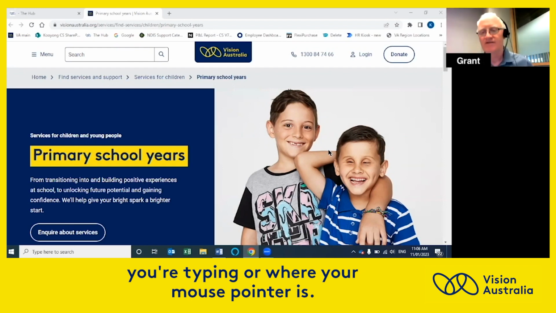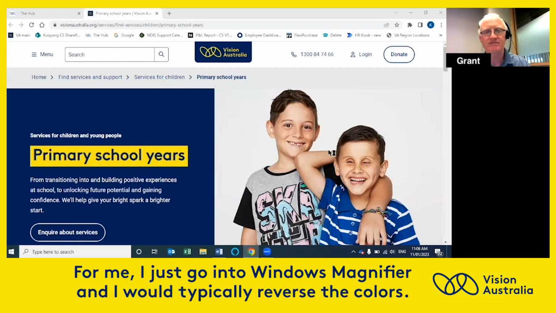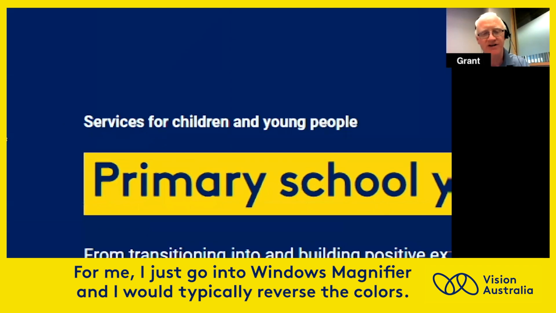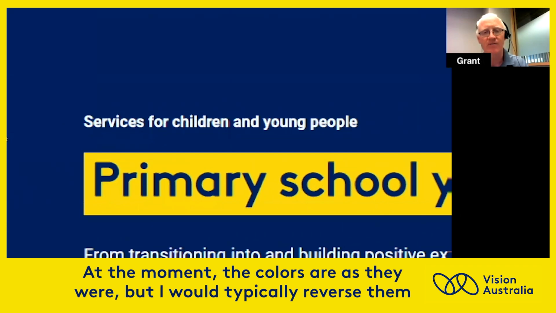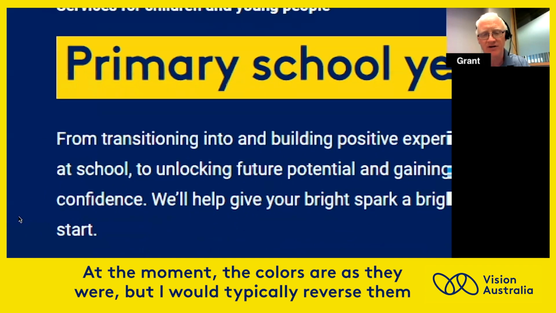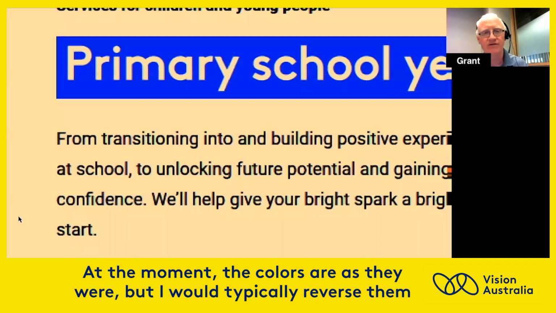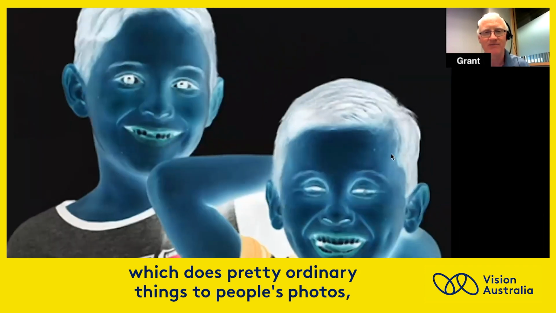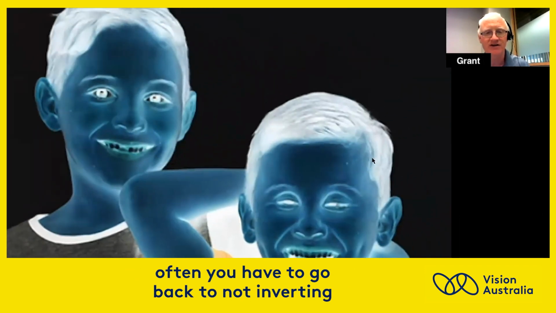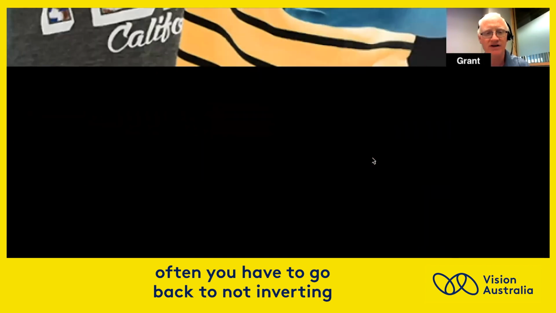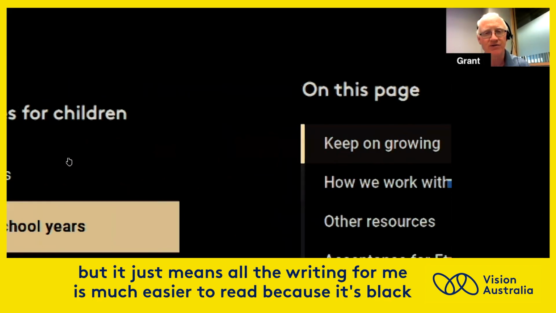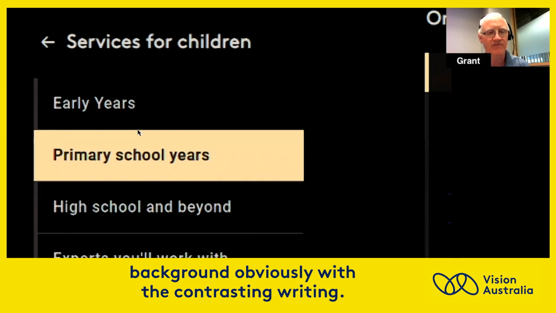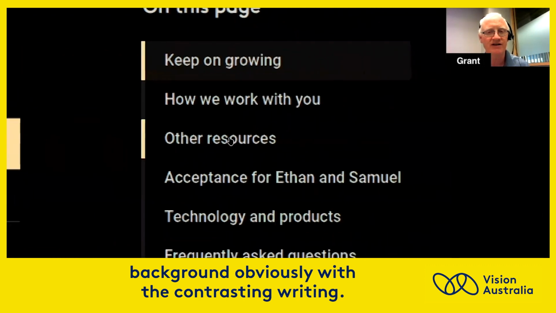pointer is. So for me, I just go into Windows Magnifier, and I would typically reverse the colors. At the moment, the colors are as they were, but I would typically reverse them, which does pretty ordinary things to people's photos. So often you have to go back to not inverting, but it just means all the writing for me is much easier to read because it's black background, obviously, with the contrasting writing here.